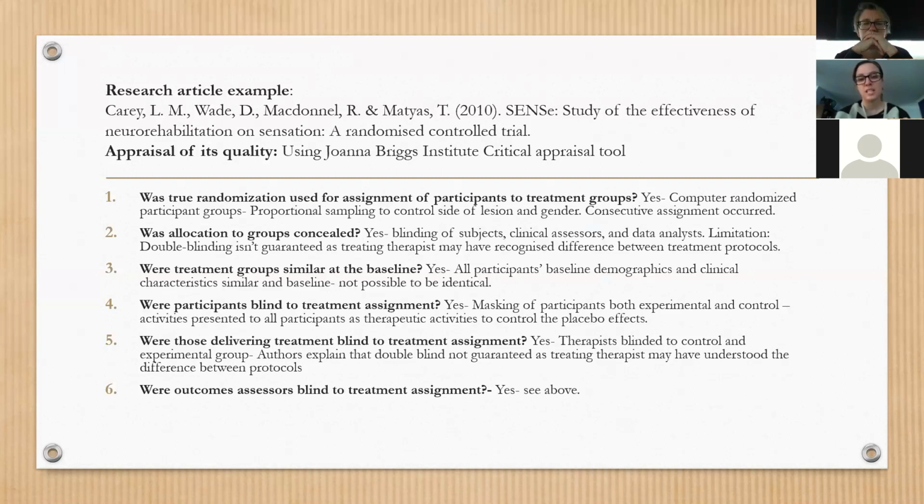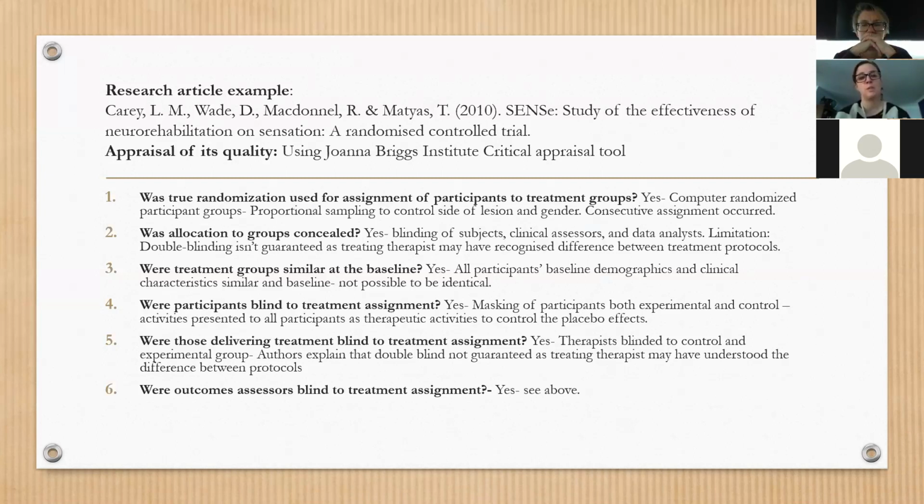The authors did point out a limitation that double blinding wasn't guaranteed because the treating therapist may have recognised the difference between treatment protocols. Were treatment groups similar at baseline? Yep, all participants' baseline demographics and clinical characteristics were similar, but it wasn't possible to be identical. Were participants blind to treatment assignment? Yep, masking of participants to both experimental and control.